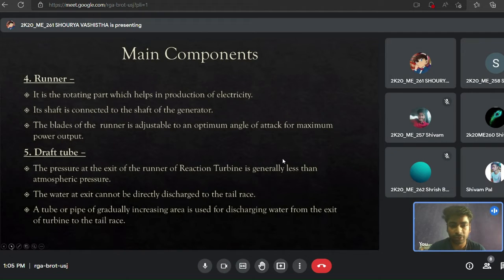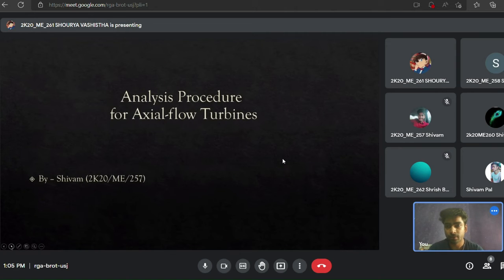Now moving on to the draft tube. A draft tube is an essential integral part of a reaction turbine and plays a significant part in the installation of the turbine unit relative to the tailwater level. The hydraulic aspects relating to draft tube installation are the same as described in connection with the Francis turbine. Next slide. Now Shivam will take over.